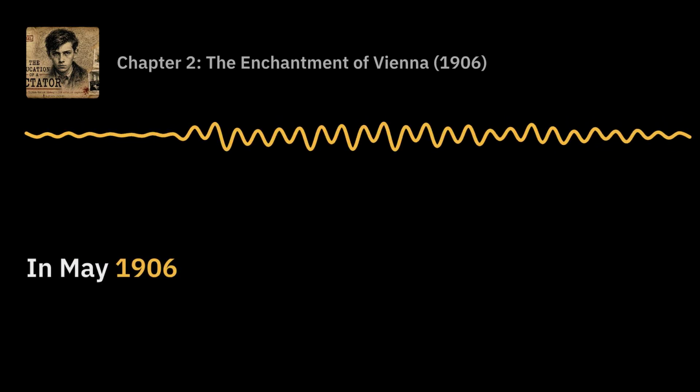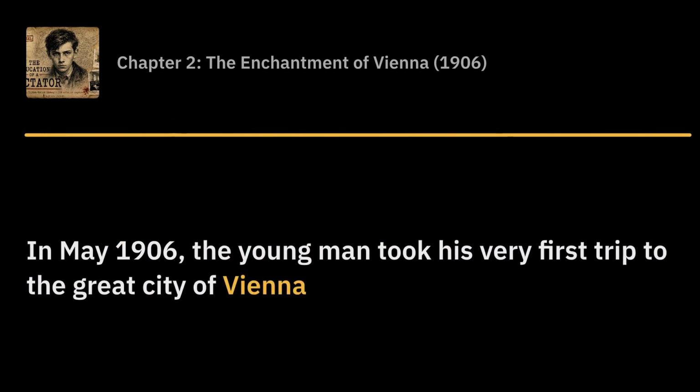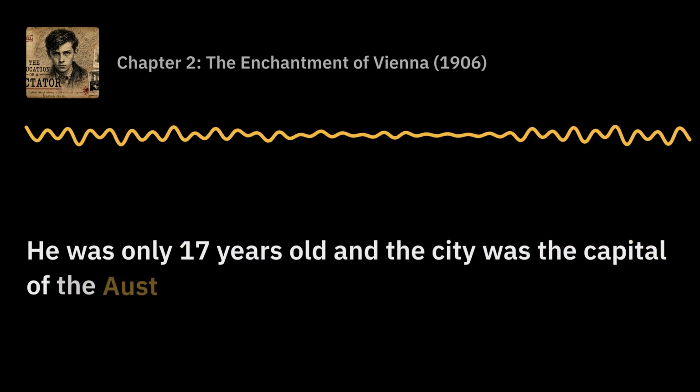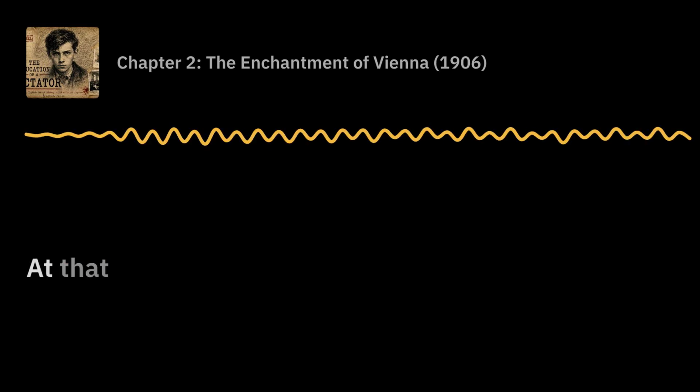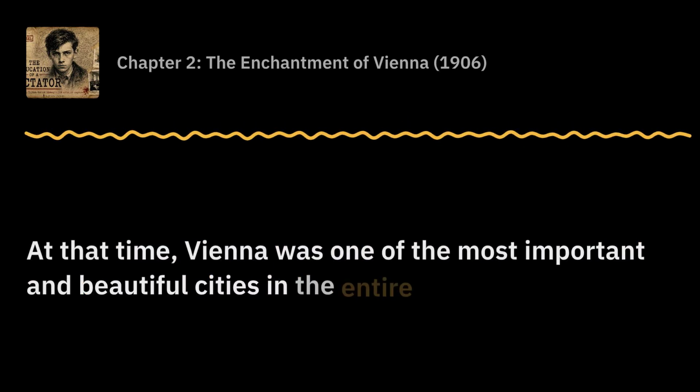In May 1906, the young man took his very first trip to the great city of Vienna. He was only 17 years old, and the city was the capital of the Austro-Hungarian Empire. At that time, Vienna was one of the most important and beautiful cities in the entire world.